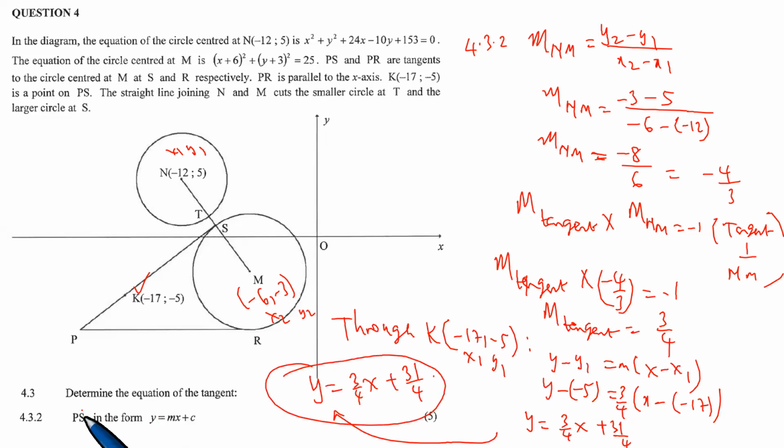What is the equation of the tangent PS? It's exactly this one. So the equation of this tangent is 3/4 of x plus 31/4. And this is the answer. Okay, and this is the equation of the tangent to the bigger circle. Next question. Just to mention, we've also written it in the required form, which is y equals mx plus c, where m is 3/4 and c is 31 out of 4.